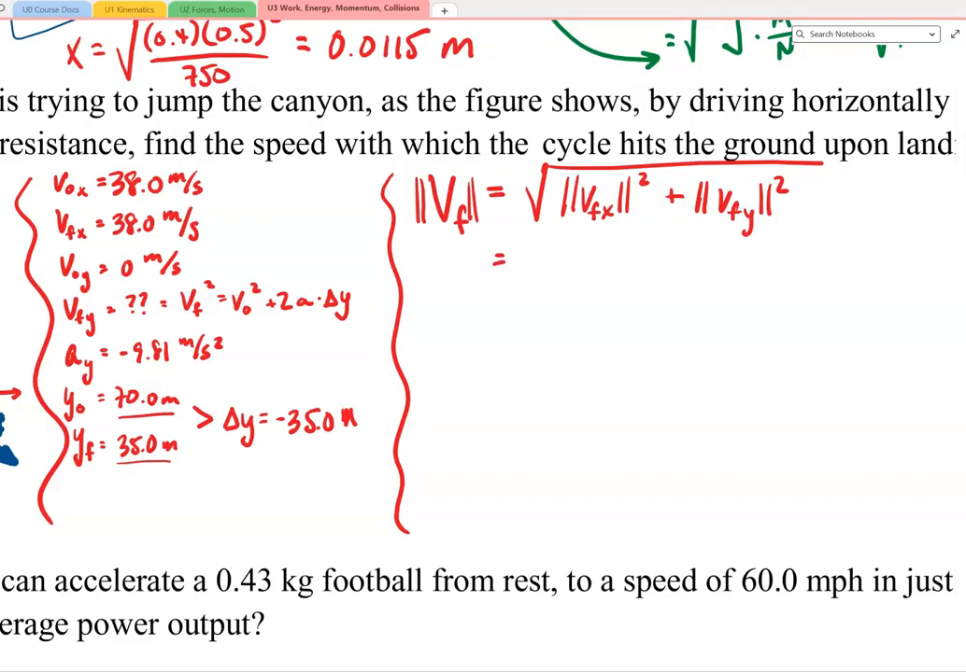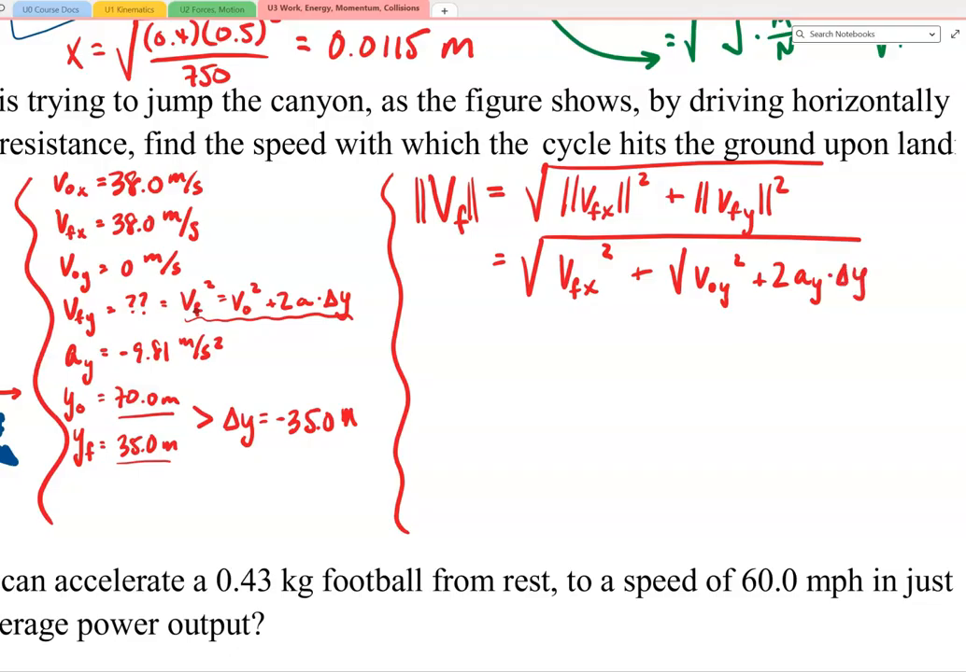So the final velocity in the x direction, we know that already. We know that to be a quantity. So we'll square that. The final velocity in the y direction, well, I'm going to use this rule over here for a second. The final velocity would be the square root of this expression on the right side. So we have the square root of v naught in the y direction squared, plus 2 times acceleration in the y direction times the change in y.